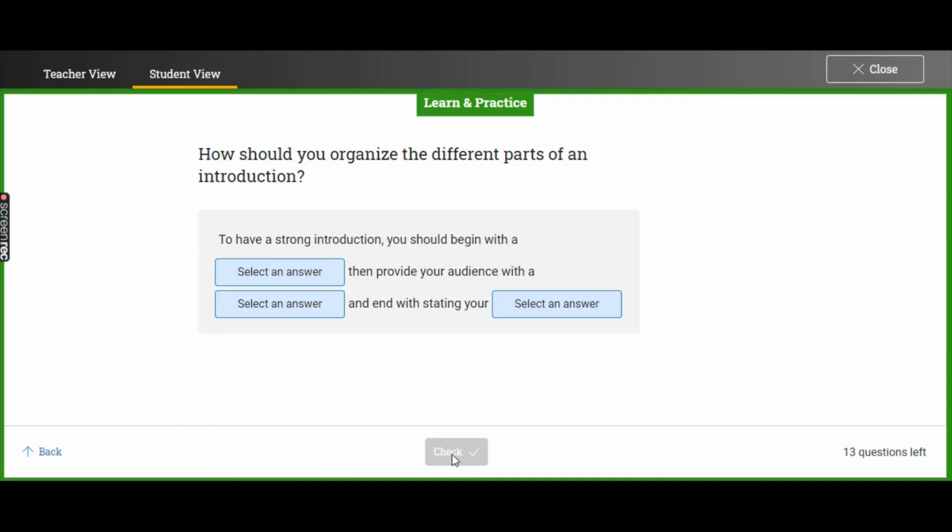How should you organize the different parts of an introduction? Use the next 30 seconds to answer the following question. To have a strong introduction, you should begin with a blank. Then provide your audience with a blank and end with stating your blank.